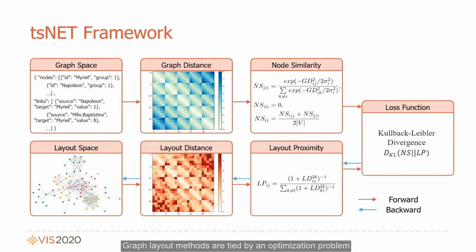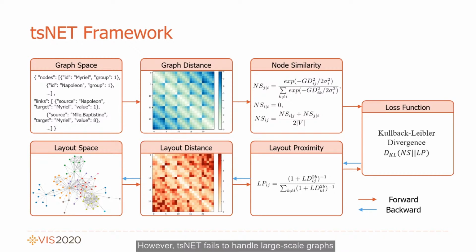Graph layout methods are tied by an optimization problem that minimizes the difference between the graph space and the layout space. Connected nodes with high node similarity should preserve high layout proximity in the layout space. A loss function models the difference between the node similarity and the layout proximity.